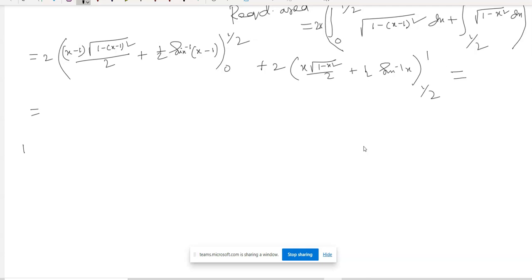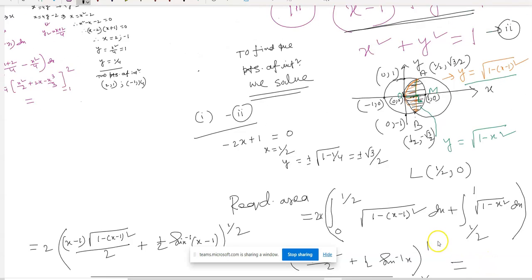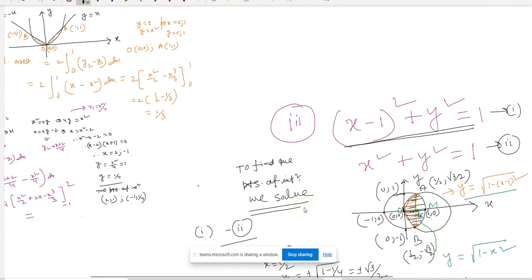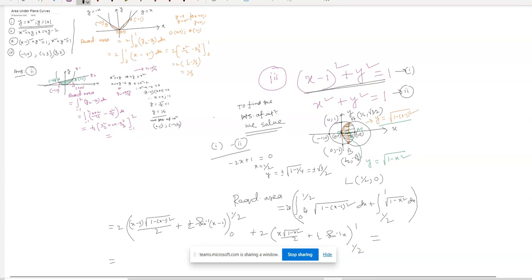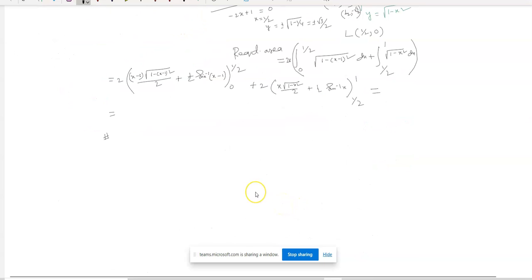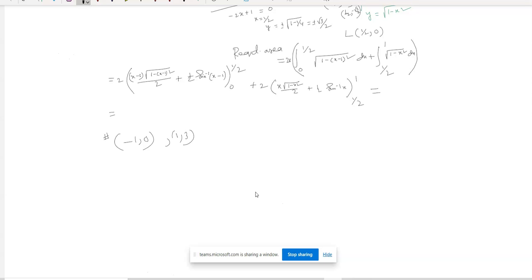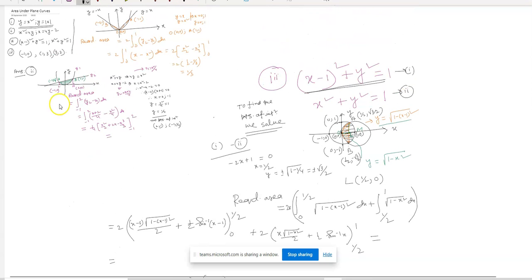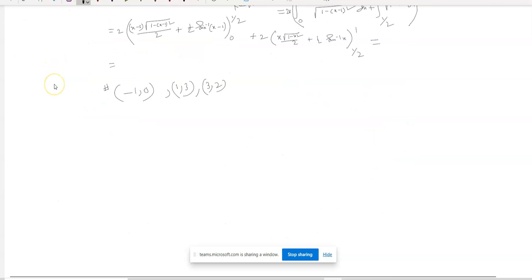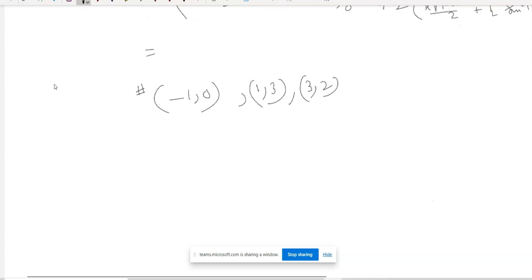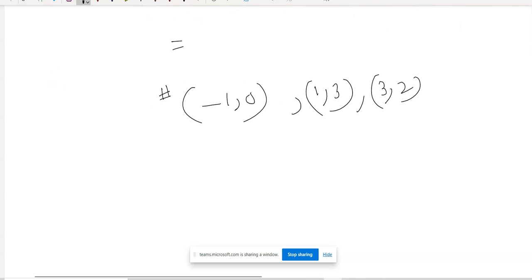I want to discuss the next problem where a triangle is involved. Okay, we are solving all kinds of sums here. You can see that the 3 vertices of a triangle are given: (-1, 0), (1, 3) and (3, 2). Your problem is to find the area of the triangle whose 3 vertices are given in this manner.